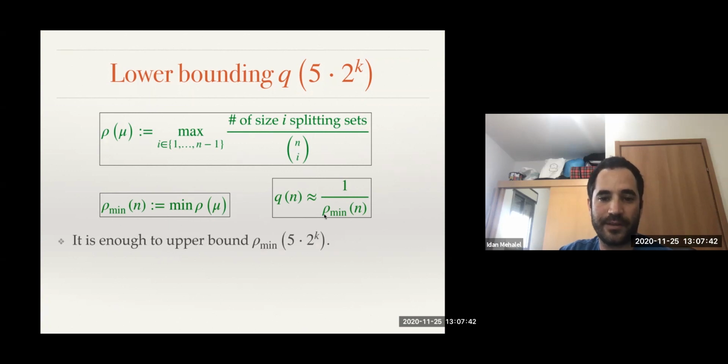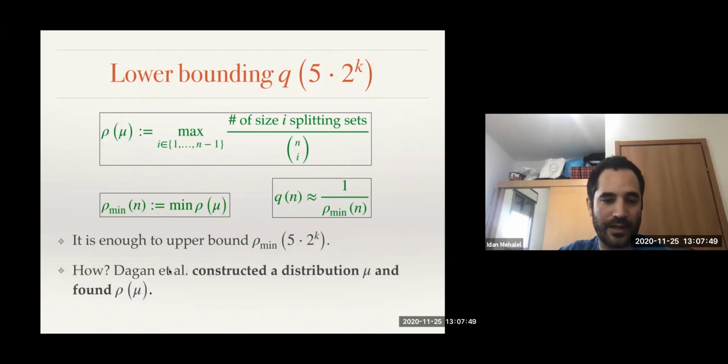So by this reduction, if we want to lower bound Q of n, it is enough to upper bound the minimal MRD of n. So how Dagan et al. did this: they constructed the distribution mu, and then found the MRD of mu, the maximum relative density of mu. So the MRD of mu is at least as large as the minimal MRD. So this will give us an upper bound on the minimal MRD of n.